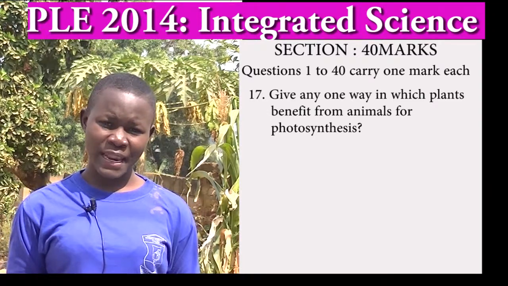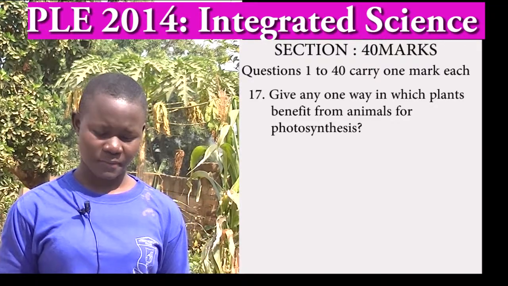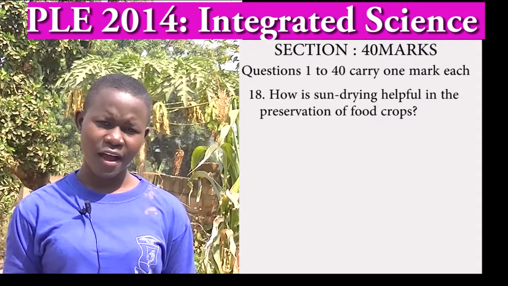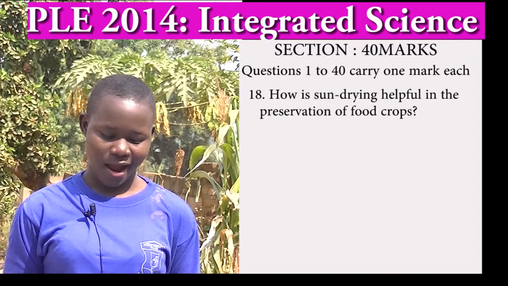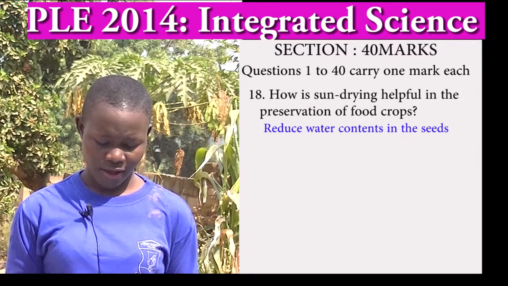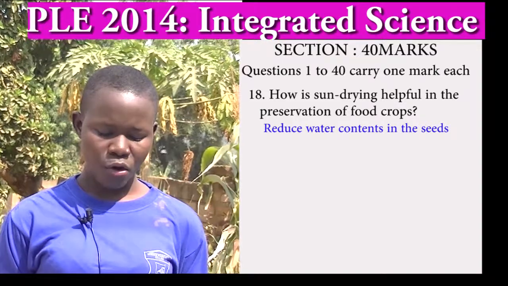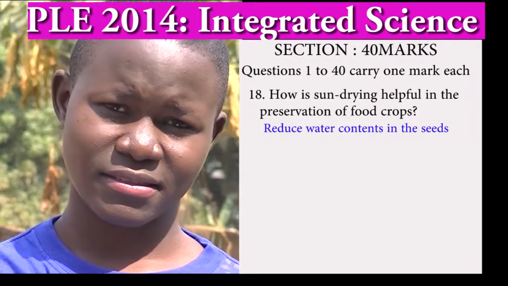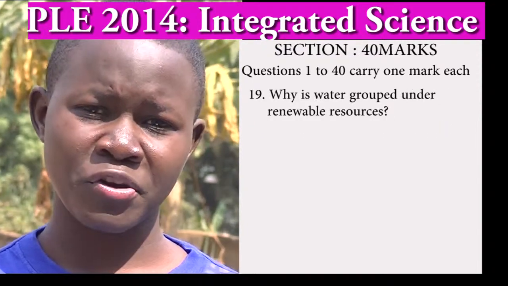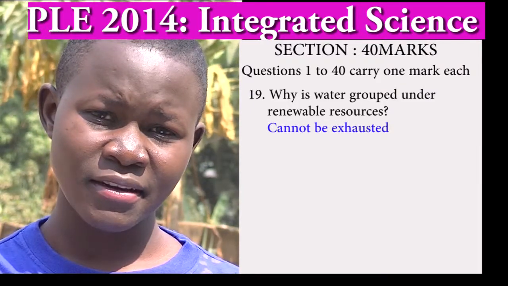Give one way in which plants benefit from animals for photosynthesis. Gets carbon dioxide. How is sun drying helpful in the preservation of food crops? Drying food reduces water content in the plants. Why is water grouped under renewable resources? Cannot be exhausted or finished.